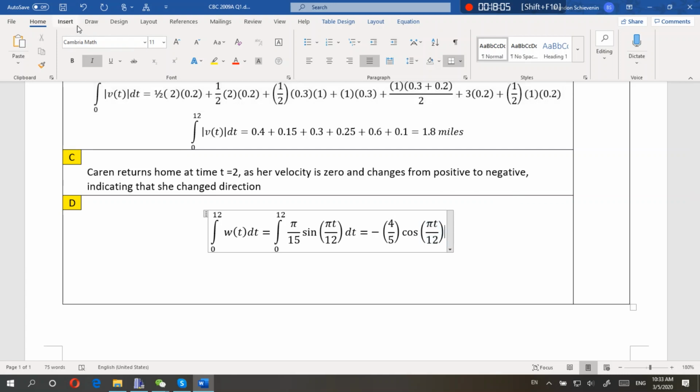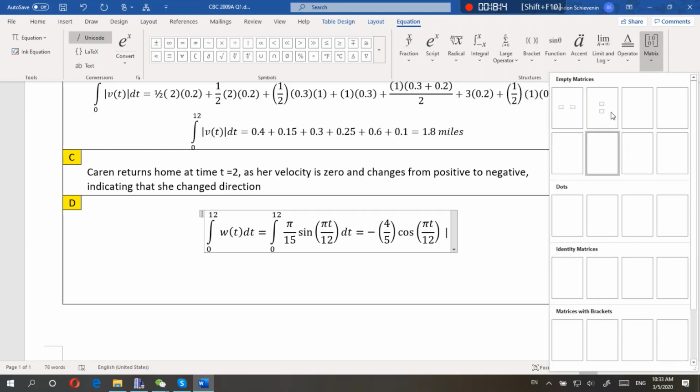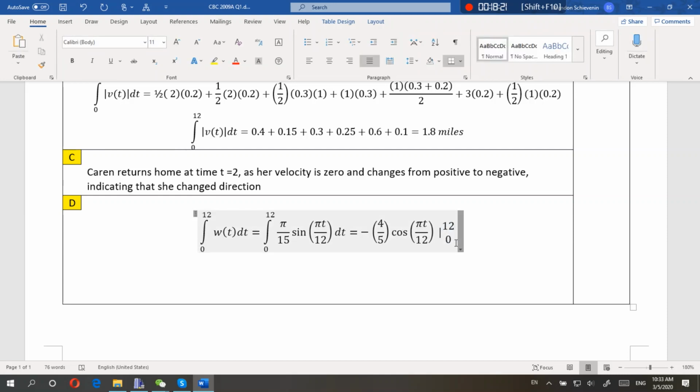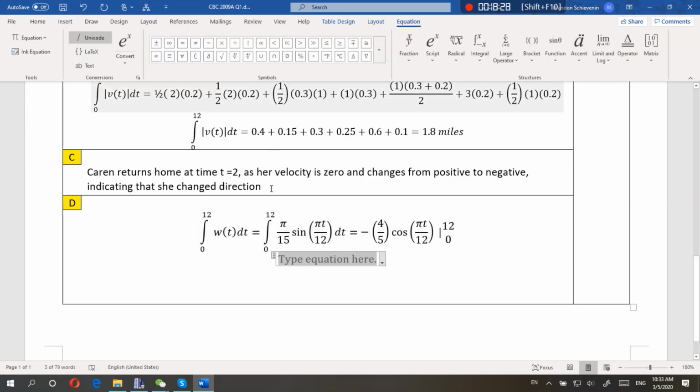Okay, and then we'll need to plug in our upper bound minus lower bound. So if we plug in 12, it's sine pi, so it's minus 1. Can you call me again? Yep.